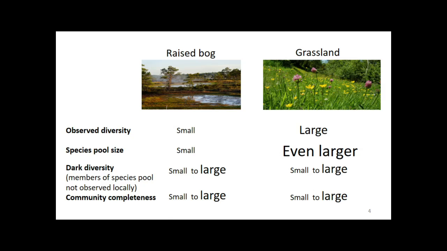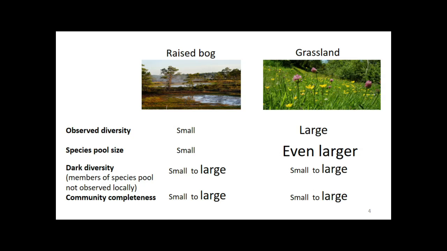So grasslands, we're used to knowing that these are very diverse. There are many plant species that can grow there. In raised bogs, quite the opposite. So the observed diversity in two types of habitats is very different. It's small in one and large in another. Does it actually matter how many species can grow in these habitats?